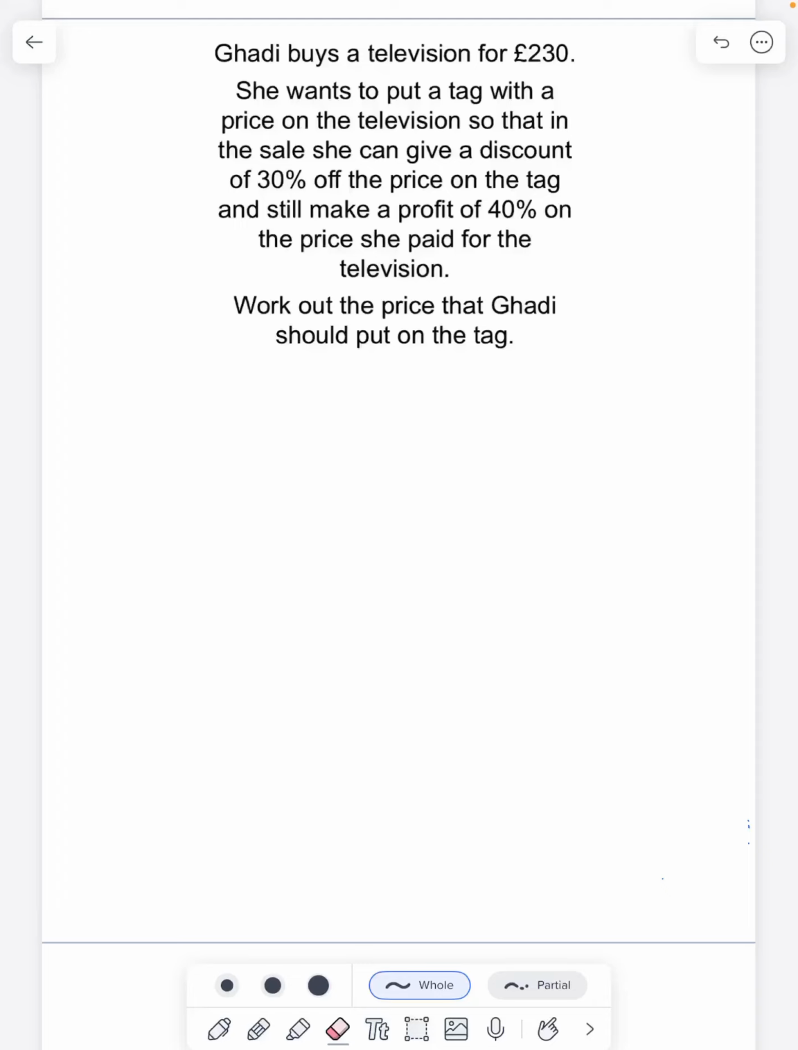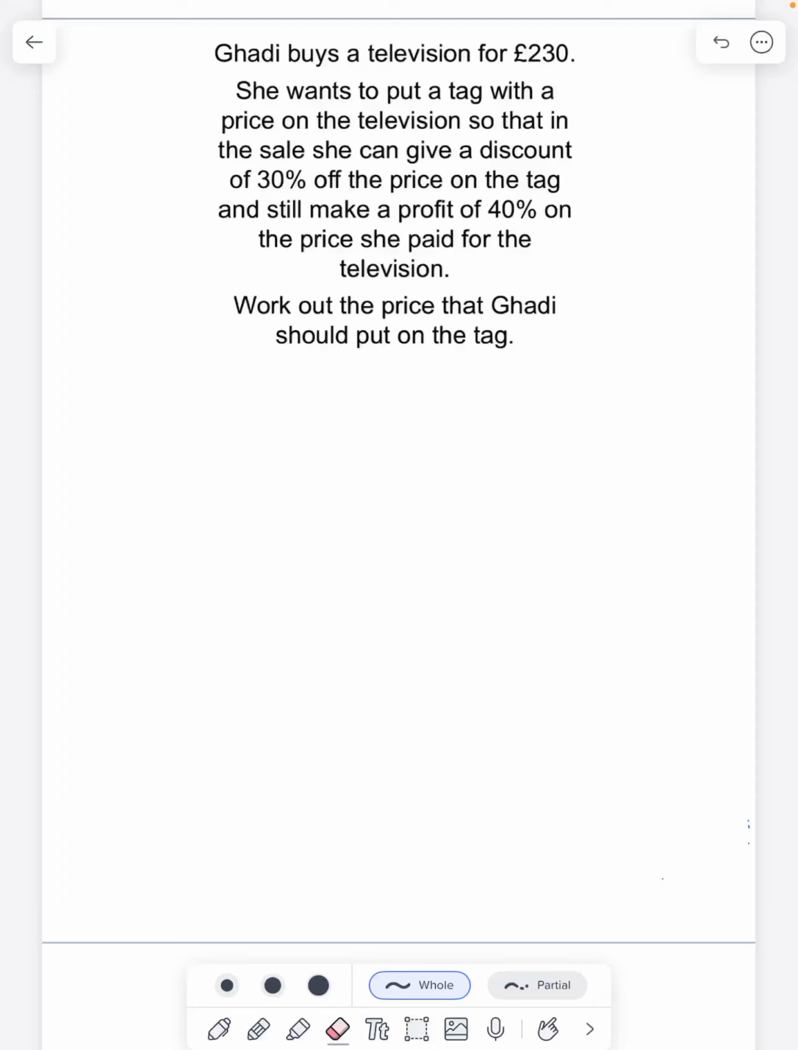So this question is asking us what price Gaddy can sell the television that she's now bought such that she can give a 30% discount and still make a 40% profit on the original price she paid for the television. So we can represent this information we've been given in an algebraic equation. And to do that, what we can first do is use some letters to represent the information.